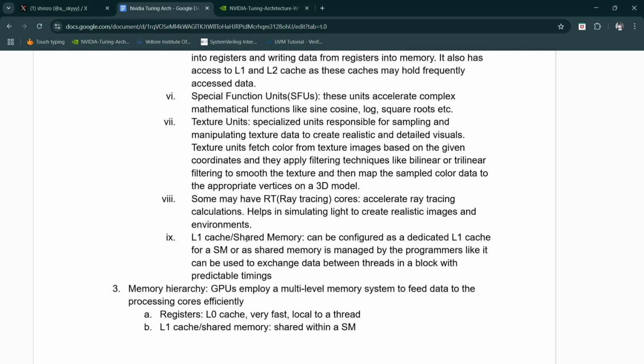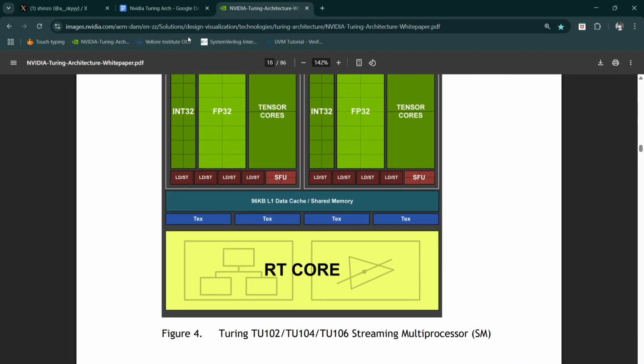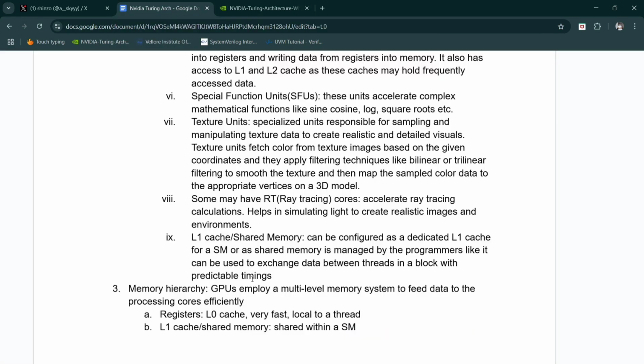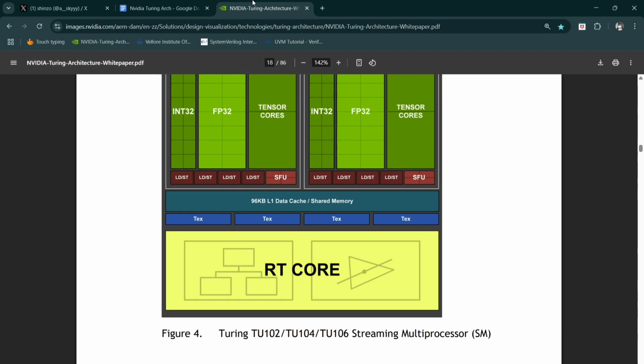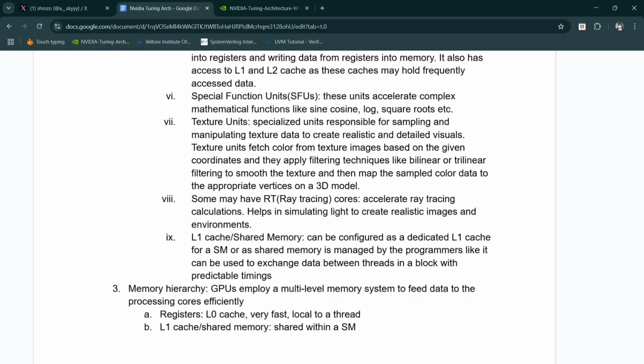You have L1 cache or shared memory. For this architecture, it's 96 KB. I told you, kilobytes, and it's also shared memory for the data. So it depends on the programmer if he wants 64 KB for L1 cache and 32 KB for shared memory, or 32 KB for L1 cache and 64 KB for shared memory.